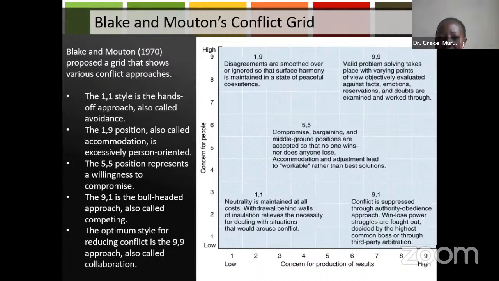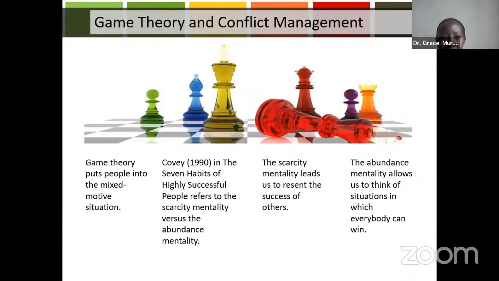Any comment, any question? I really want you to take this home with you. The Blake and Mouton grid in terms of conflict management is very key in conflict management. If you have any question, you can always come back, feel free.